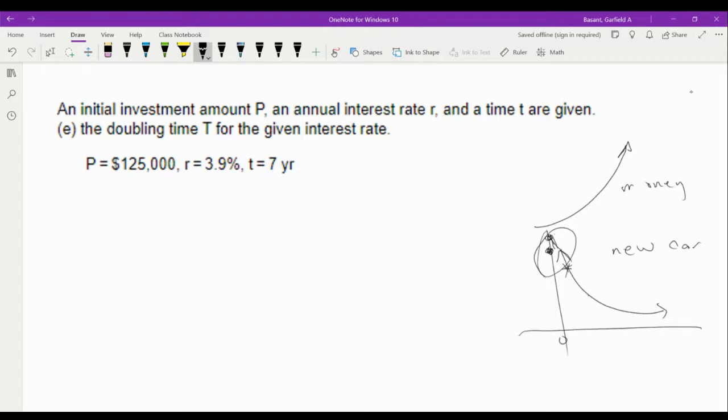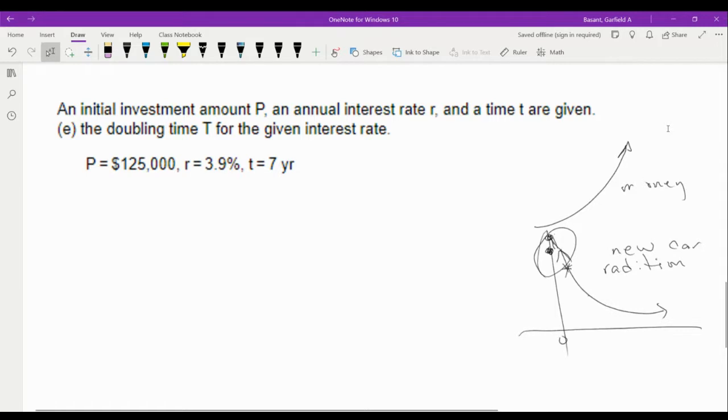What else does this? Exponential decay could be radioactive or radiation. So a lot of radioactive particles exhibit exponential decay in how they break down over time. And this is one of the reasons why they're so dangerous.